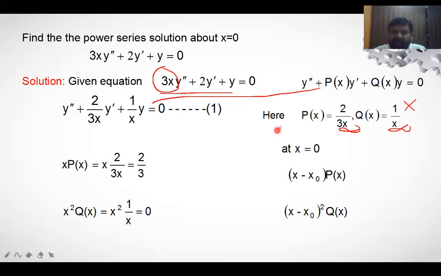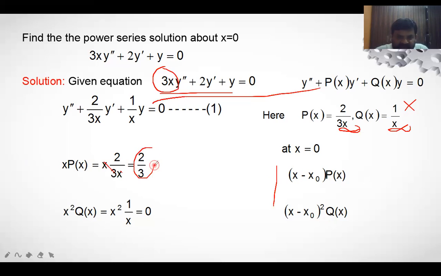Now you have to check whether it is a regular singular point or not. For a regular singular point, what are the conditions? You have to check x minus x naught into p of x and x minus x naught whole square into q of x. Since x naught is 0, we take x into p of x. X into p of x is 2 by 3x. So cancel this, and we get a finite value.